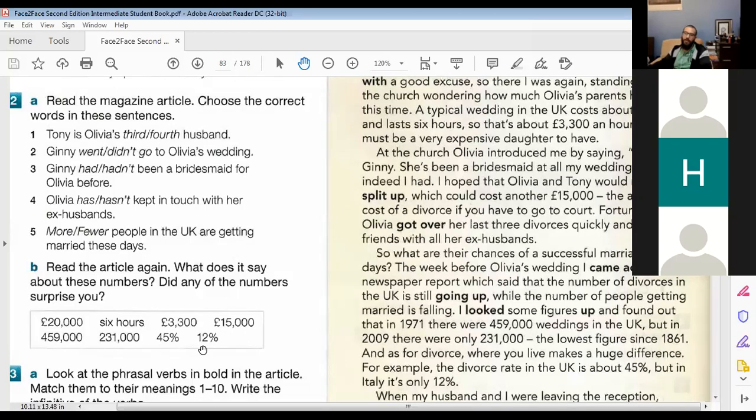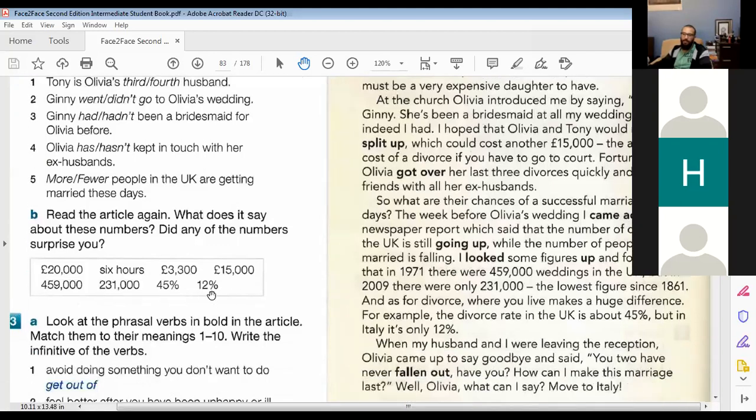It's 12 in Italy. But why do you think there's a difference? There's a big difference between divorce rates in the UK and in Italy. What's the reason? I don't know. You can make a guess. Maybe living in Italy is better than in the UK. Maybe the UK is more expensive. But do you think if it's more expensive, it's cheaper to stay together? I'm talking about divorce, not marriage.